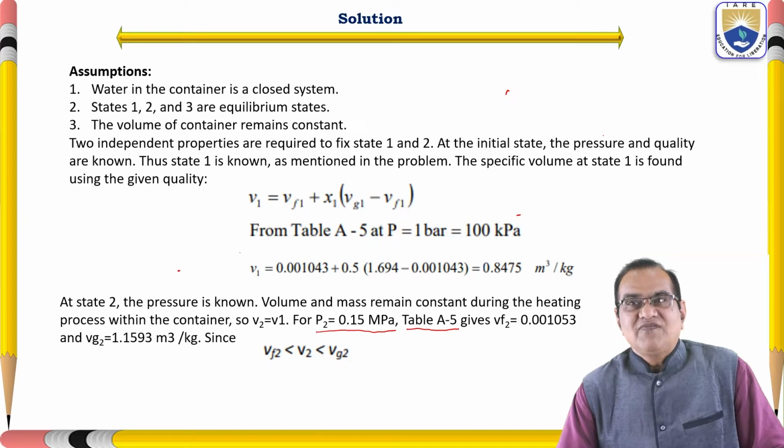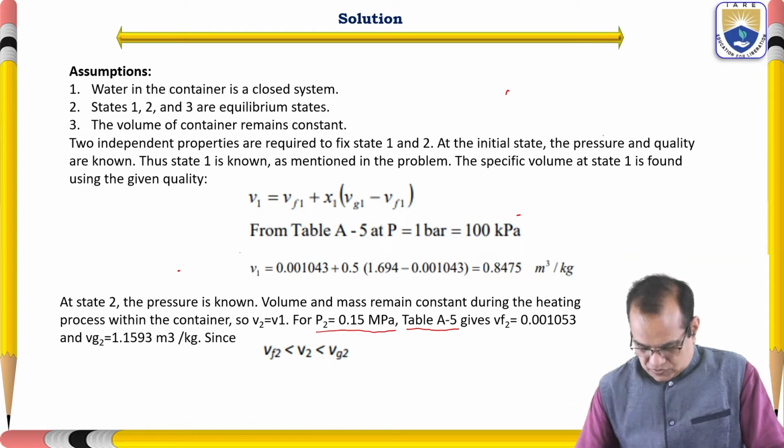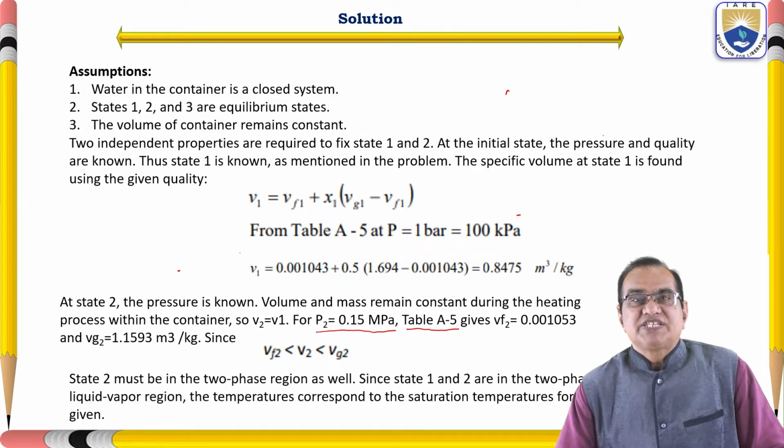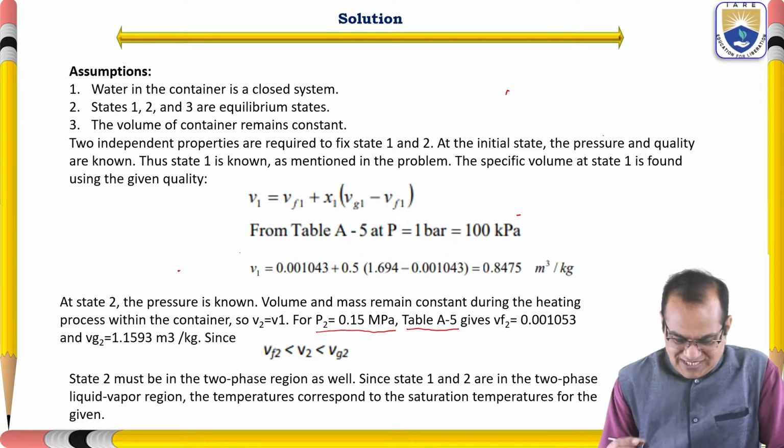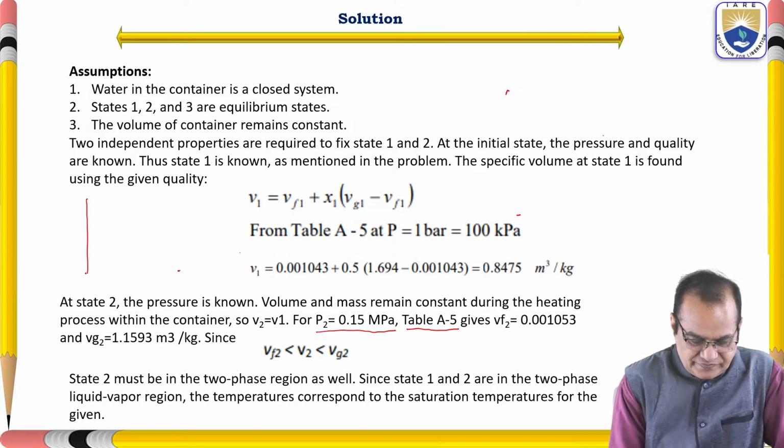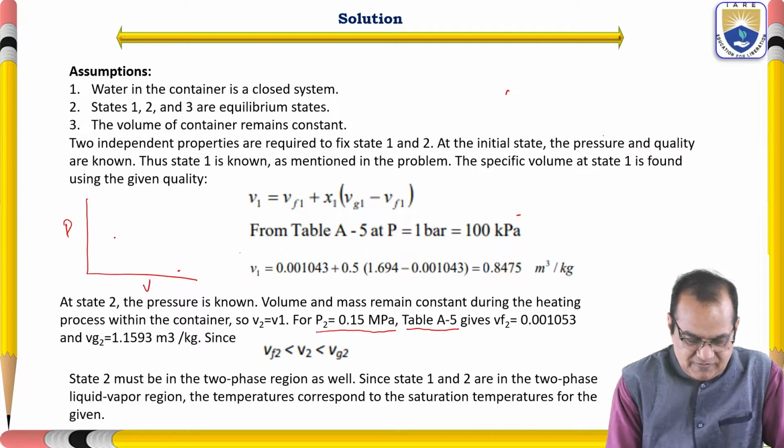So we have Vf2 and Vg2, and this V2, which we have got as 0.8475, is in between Vf2 and Vg2. So state 2 must be in the two-phase region as well. I will just show it here on the PV diagram. It is like this. Here is the 1 and this is the 2.